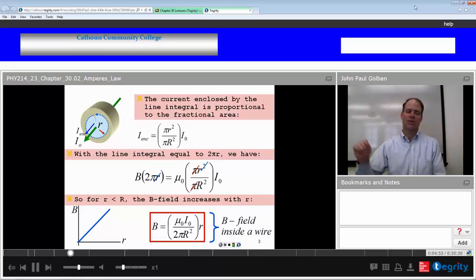As r got greater, the magnetic field would get proportionally greater as well, and the magnetic field would be a linear relationship with the radius of the wire, inside the wire.